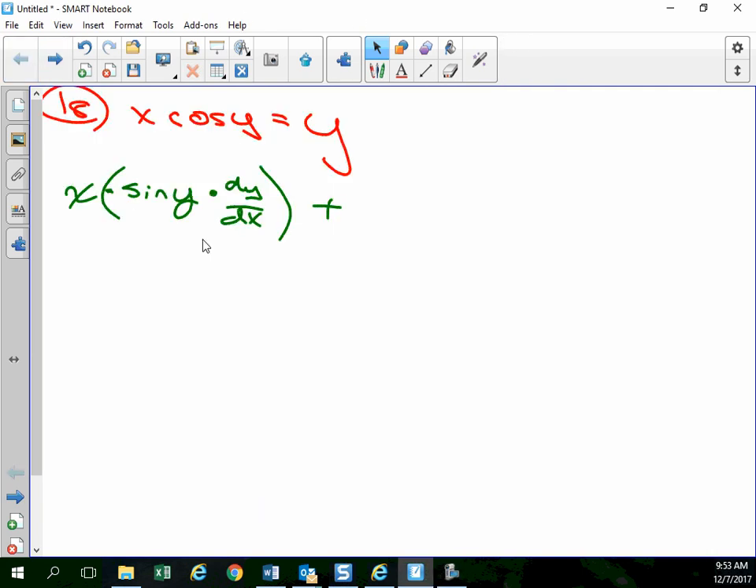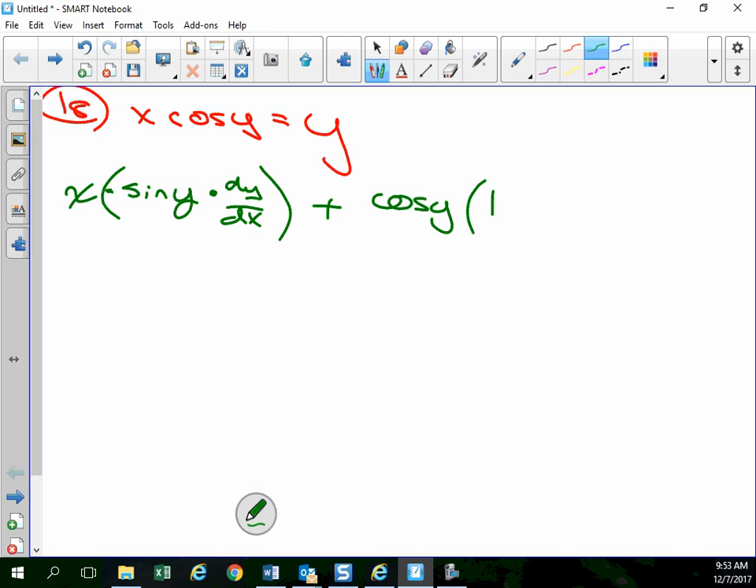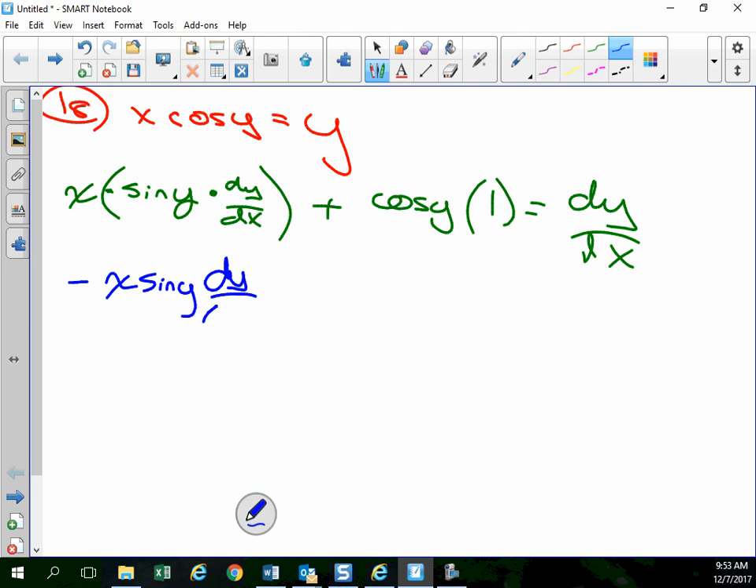Back over here. Okay. So, first times the derivative of the second plus the second times the derivative of the first. The derivative of x is 1, and the derivative of y is dy/dx. I'm going to multiply through and simplify. This gives us negative x sine y dy/dx plus cosine y equals dy/dx.